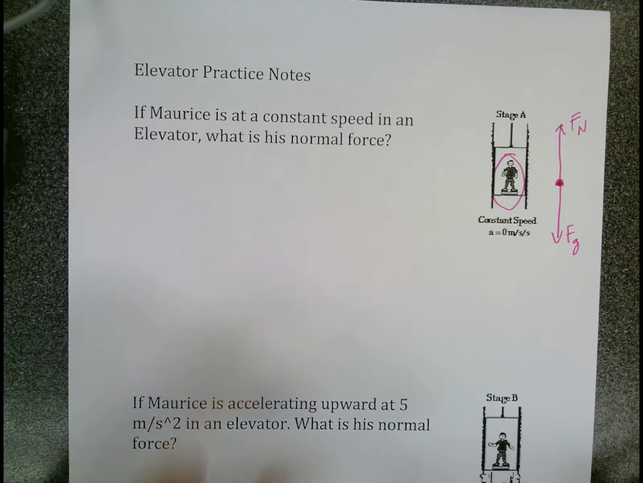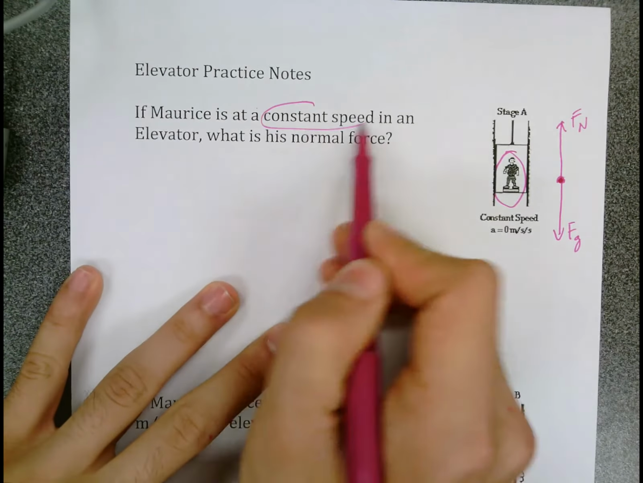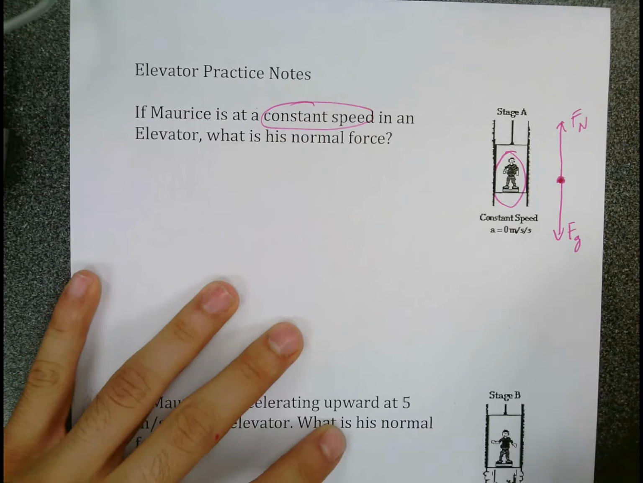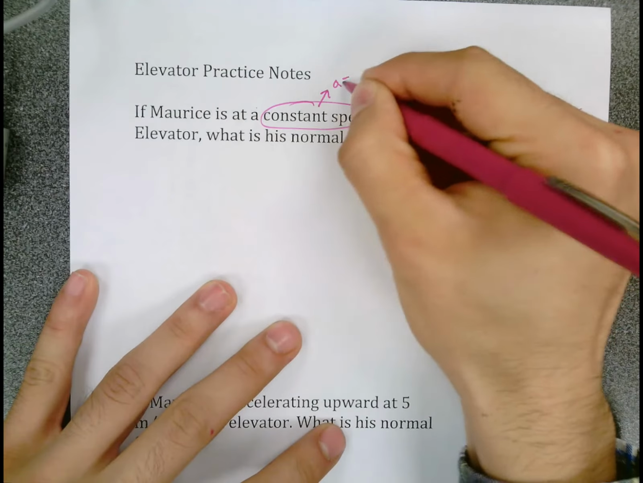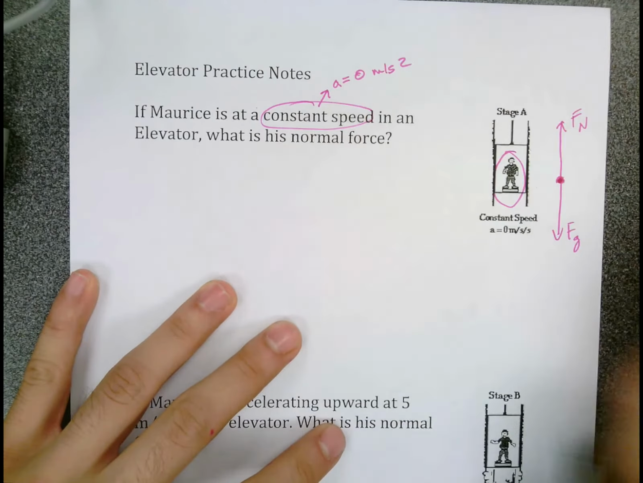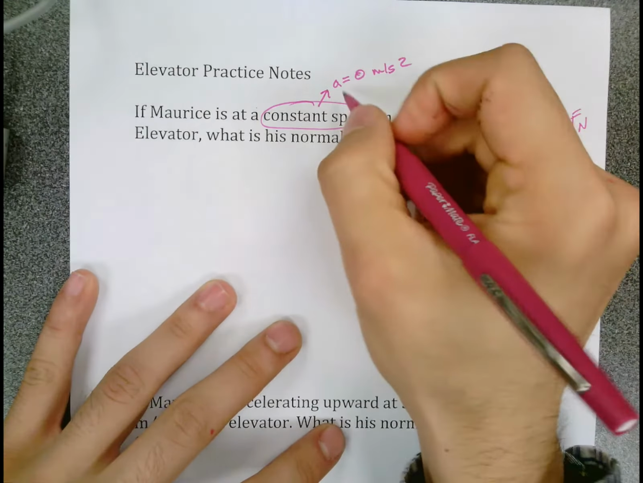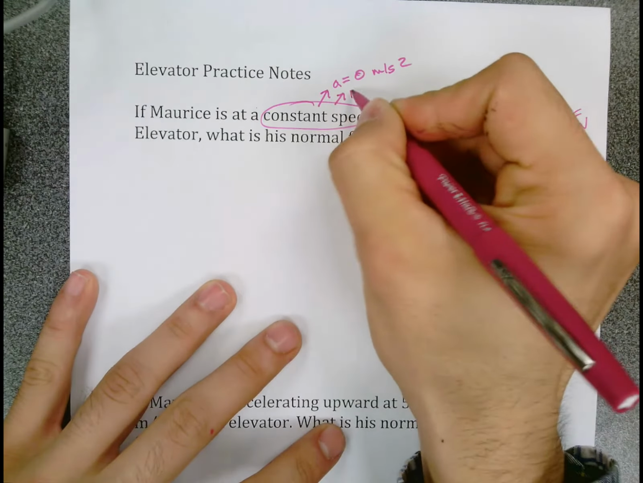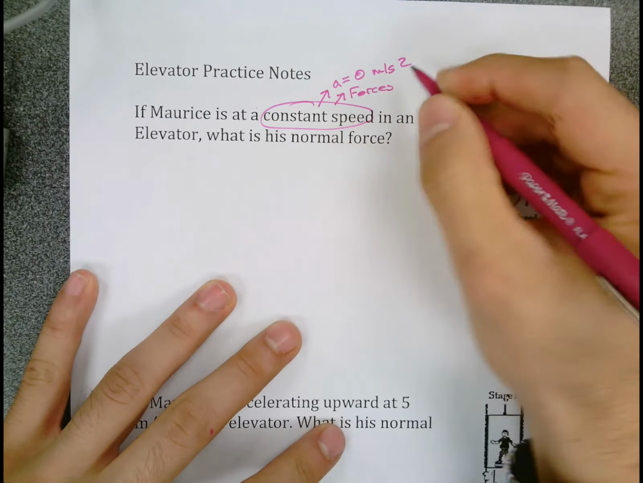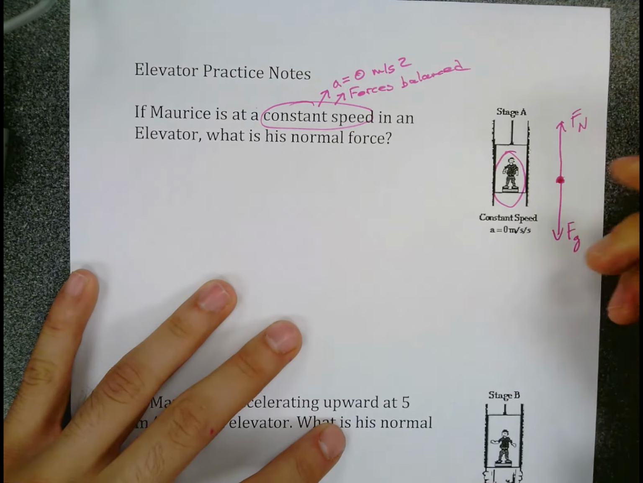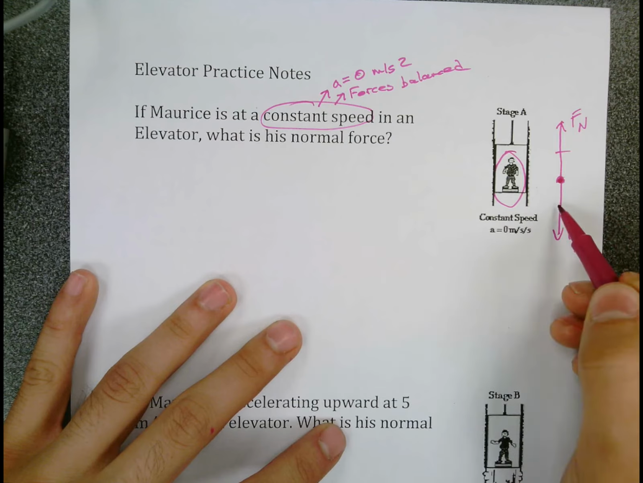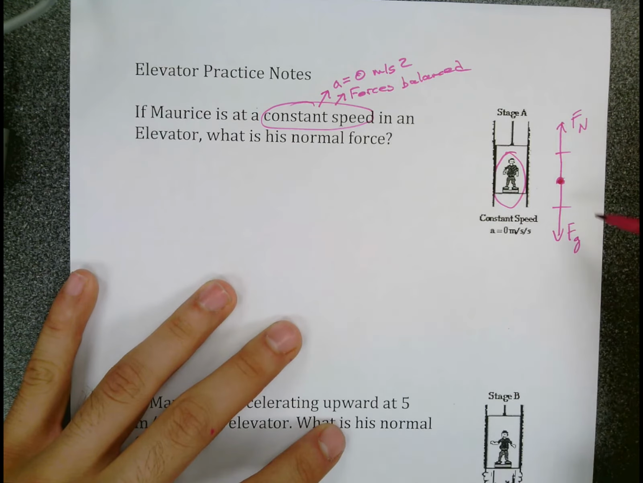One thing we also know from this question is that he's at constant speed. Things about constant speed that we know are acceleration is equal to 0 meters per second squared, and forces are balanced when we're at constant speed. What that leads us to see is that this free body diagram will now have equivalency lines saying that the force of gravity is equal to the normal force.